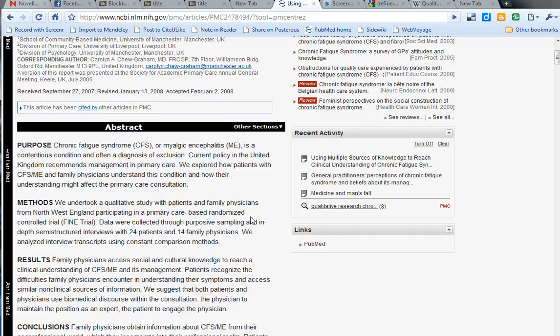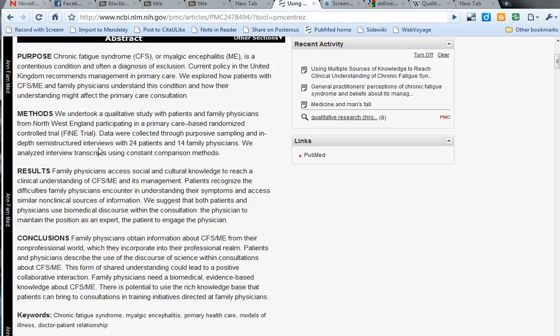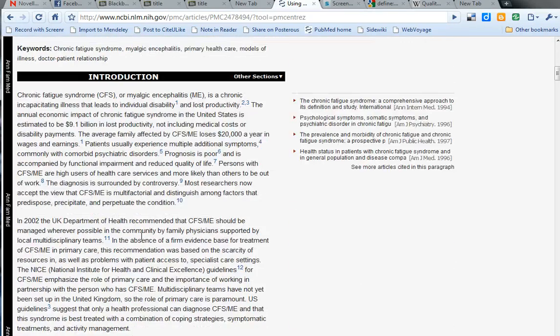We undertook a qualitative study with patients and family physicians from North West England. They used purposive sampling, which means they didn't take a random sample. They actually went out looking specifically for people who were affected by the condition, or family physicians, which we call GPs most normally, and they did in-depth semi-structured interviews, and then they analysed interview transcripts using constant comparative methods.